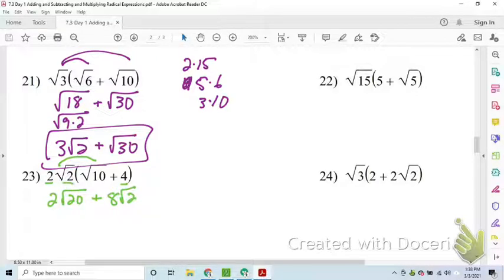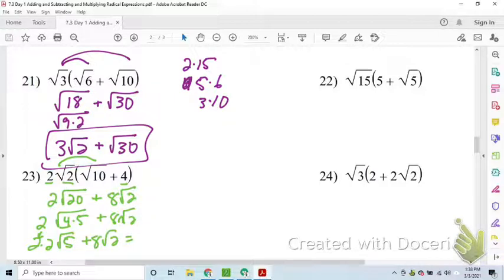So now I'm going to simplify. This 2's hanging out. This is the same thing as 4 times 5. Still plus 8 root 2, because that doesn't change. It's already simplified. Then this is 2. What's the square root of this 4? 2.